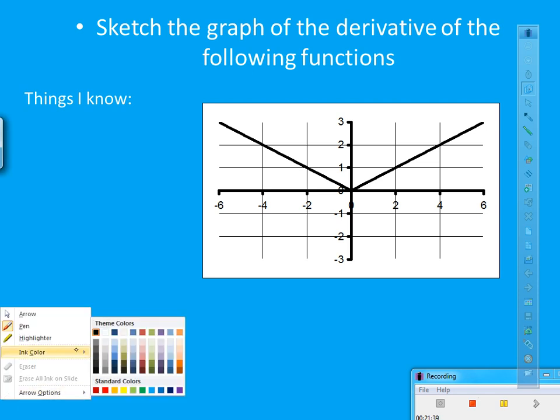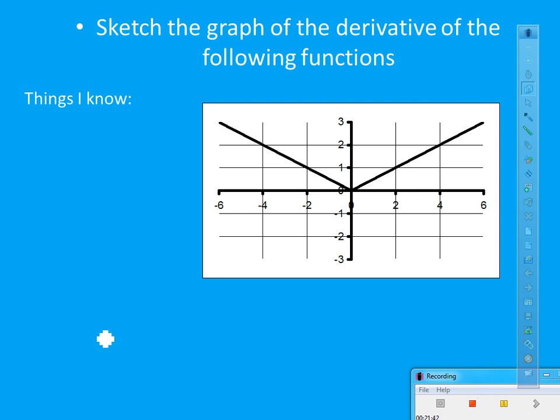We're going to graph the derivative of it. And what I'm going to do over here, guys, is come over with things that I know based on this graph. This one's a pretty easy graph. Here's some things that I know. F prime of 0 does not exist. Why? Because it comes to a point right there. Remember, if it comes to a point, the derivative does not exist. If there's a hole in the graph, the derivative does not exist at that point.